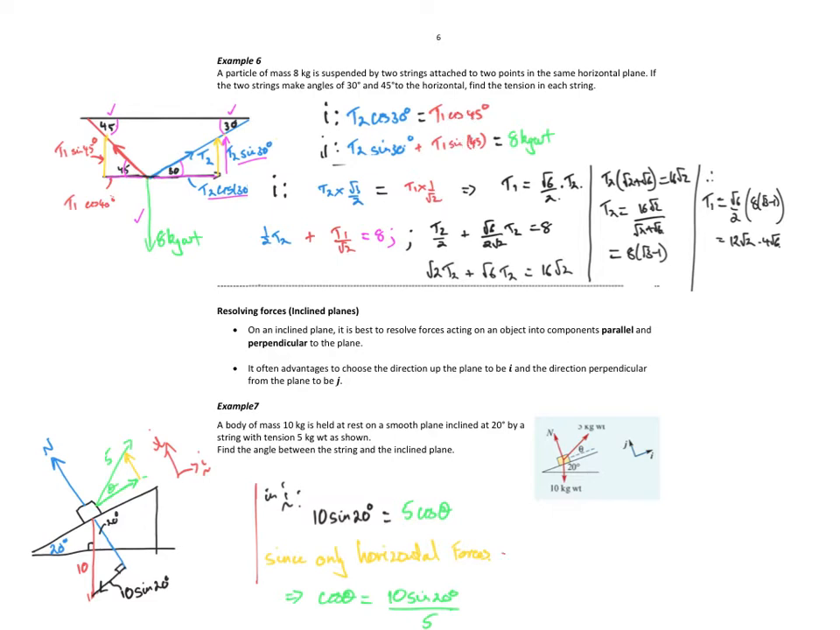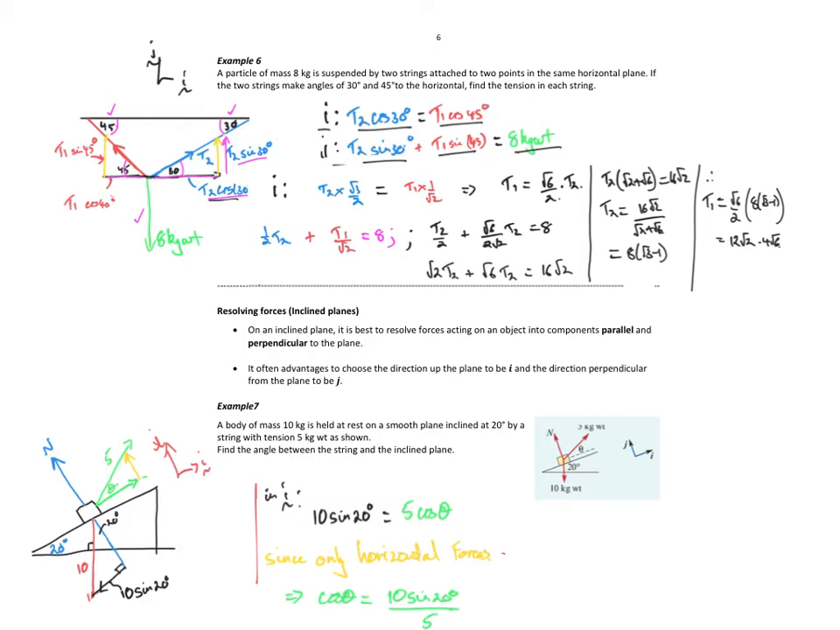So if I keep moving now into my I direction and J direction, I probably should make it a bit clearer: I direction horizontal, J direction vertical. My I direction, T2 cos 30 acting to the right has to equal T1 cos 45 acting to the left. And in the J component, T2 sine 30 acting up, plus the T1 sine 45 also acting up, has to equal the 8 kilogram weight acting down.